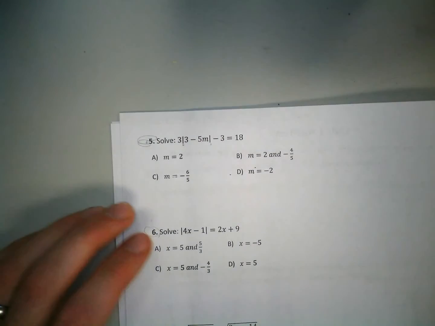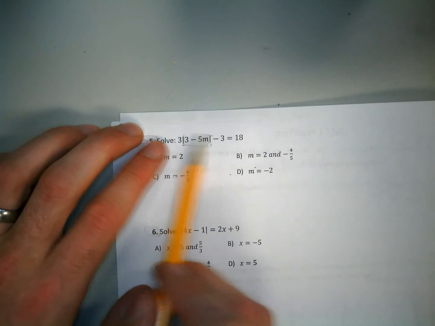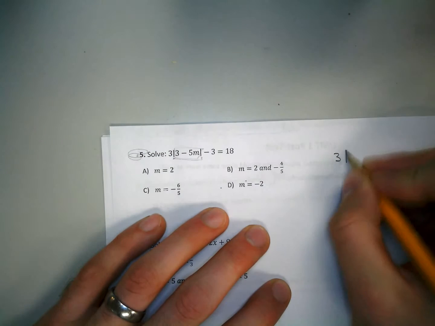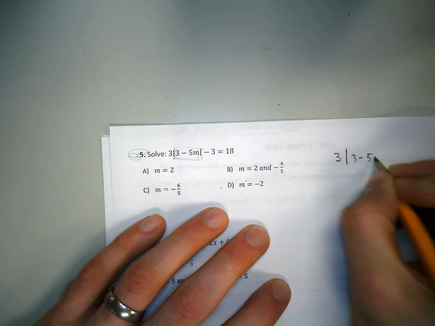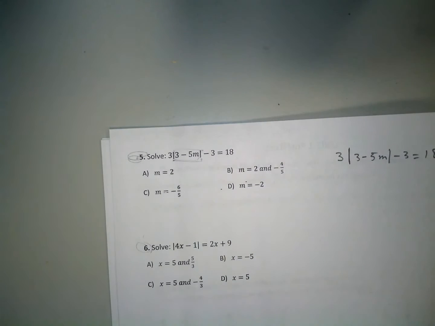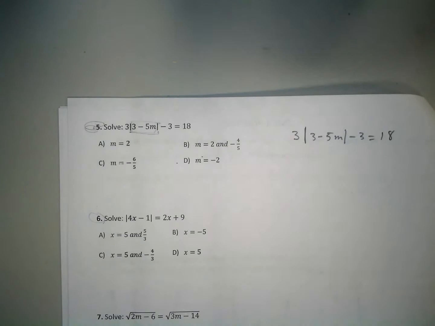Okay, so the key with these is we want to get this stuff all by itself first. So I'm going to rewrite just so we have some space to work. What's in the way of it being all by itself? Like, what is at least one of the things that's in the way? -3. How do we get rid of that? Add 3. Do it. Nice.